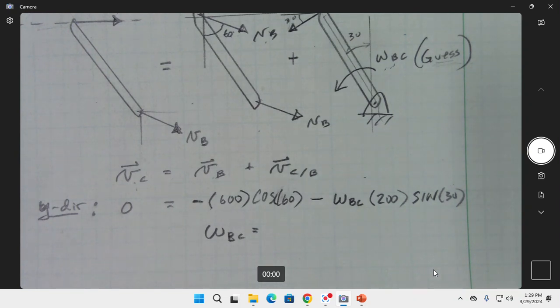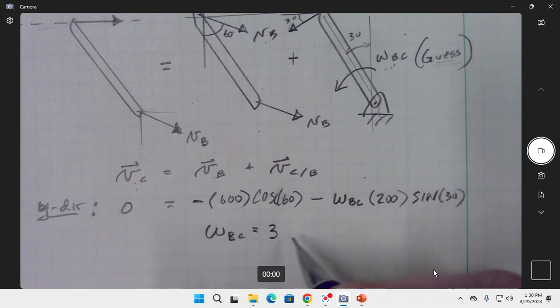All right, so 600, I could probably do some of this in my head, but I'm not going to. Cosine of 60 is 0.5. I knew that, but I didn't trust myself to know it. Divide by 200, and then divide by the sine of 30, which should also be 0.5. All right, so I get 3 radians per second.